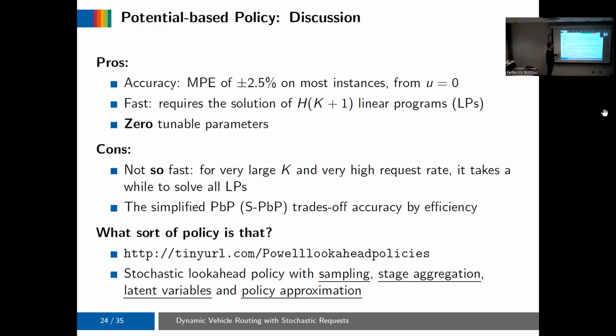And what sort of policy is that? After we created this policy, we observed that it was performing really well, and we tried to fit it into some framework of sequential optimization. It turns out that a recent paper from Paul was really good, because we were able to classify our policy. We say that our policy is stochastic lookahead, where we use a strategy of sampling, stage aggregation, latent variables, and policy approximation to come up with a good approximation of the reward to go. If you're puzzled by all that terminology, I recommend you take a look at the paper.